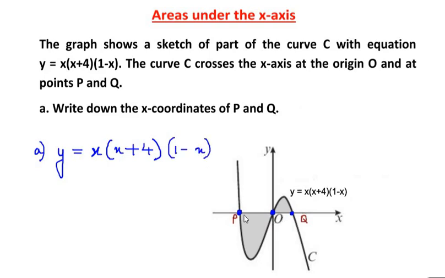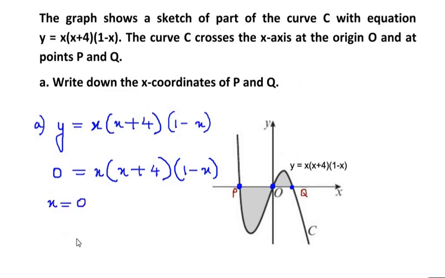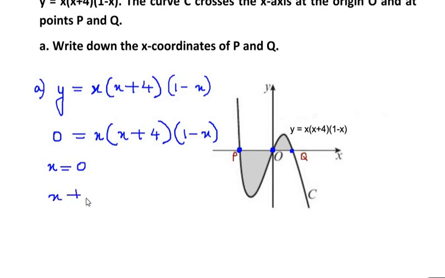Since all the points are on the x-axis, the y coordinate becomes 0. So 0 equals x(x + 4)(1 - x). Now we have to equate all the factors to 0 one by one. Let us start with the first one, x equals 0. And then we have x + 4 equals 0, hence x becomes equal to -4. And 1 - x equals 0, hence x becomes equal to 1.